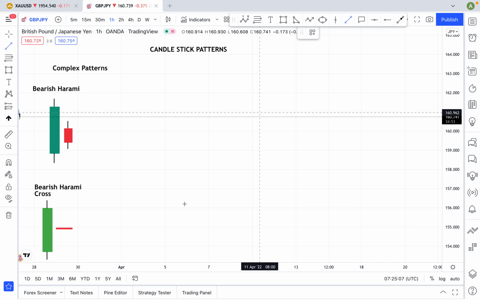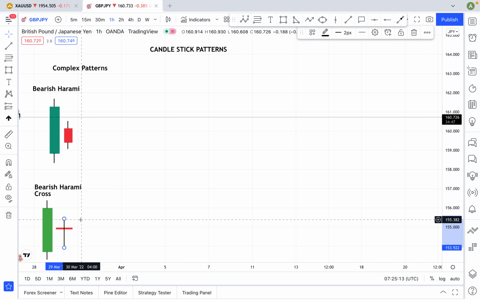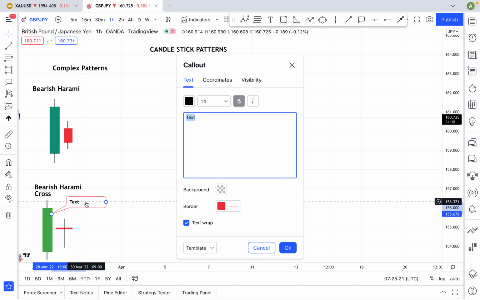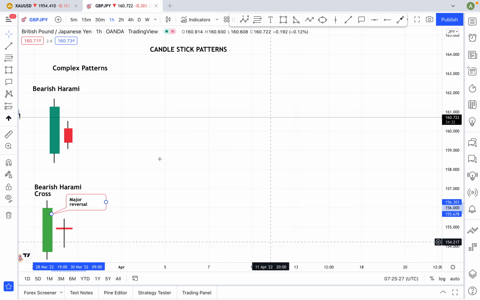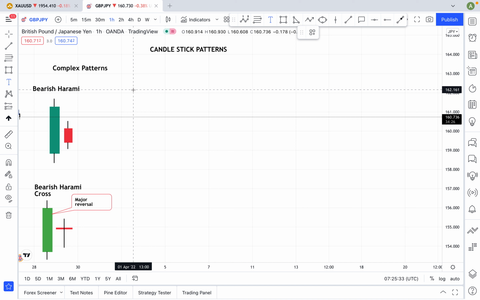If you check the chart very well, you're going to see all of these candlesticks that I'm mentioning to you. So this signifies what? A major reversal. It signifies a major reversal in the market wherever you see it. And then let's go to another one.